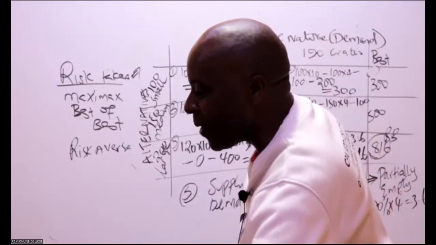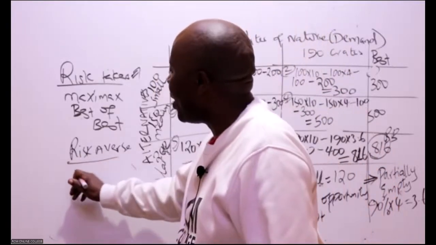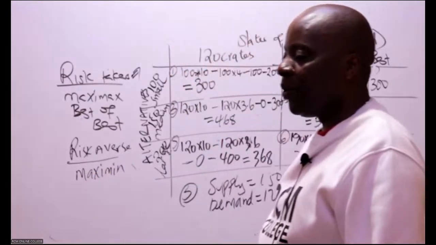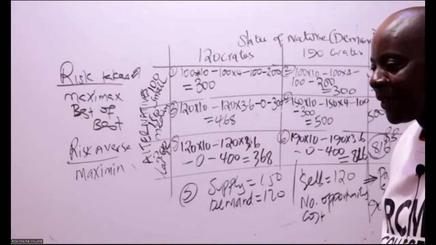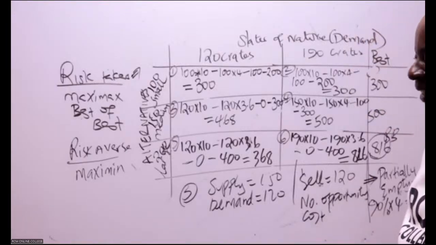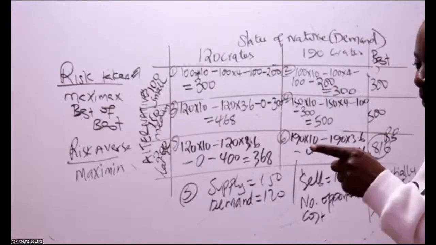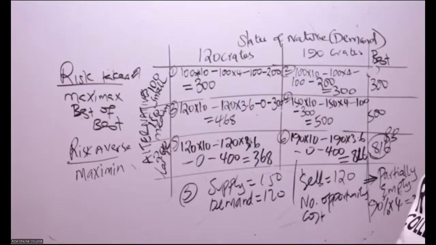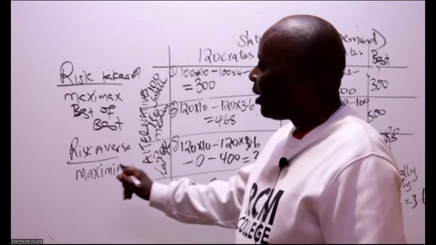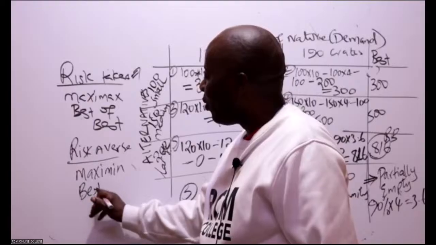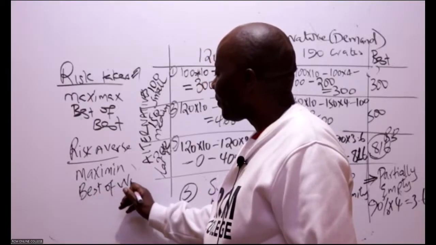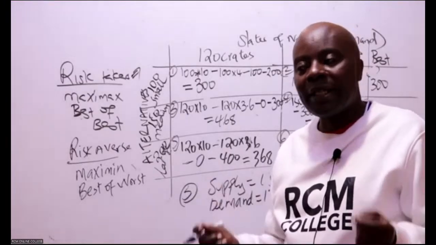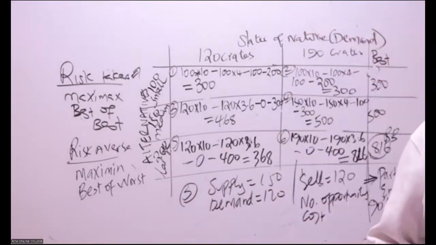So, ladies and gentlemen, if it is risk averse, you advise them using Maxi Mini, which is best of the worst. They are pessimists, remember. They always expect the worst to happen.